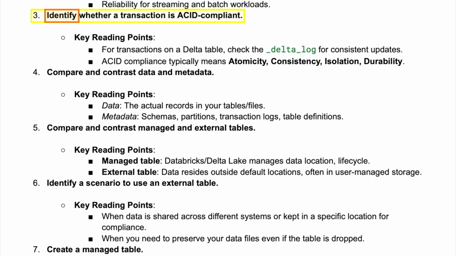3. Identify whether a transaction is ACID compliant. Key reading points: for transactions on a Delta table, check the _delta_log for consistent updates. ACID compliance typically means atomicity, consistency, isolation, durability.